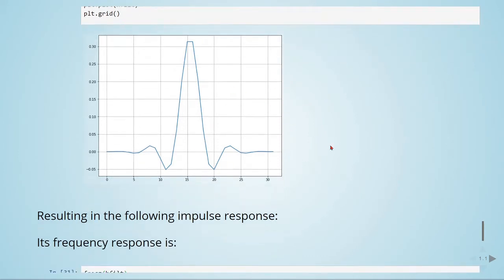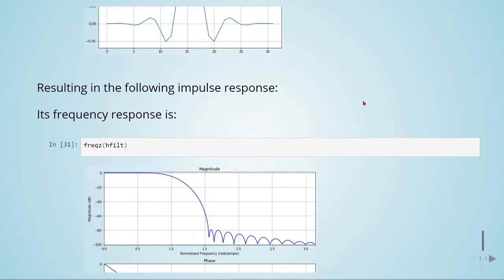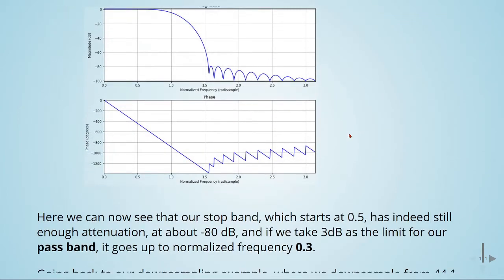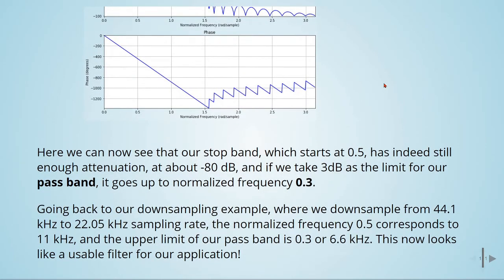So the frequency response of this filter is given here, and we see that our stop band, which starts at 0.5, has indeed still enough attenuation at about minus 80 dB, and if we take the 3 dB as the limit for our passband, it goes up to the normalized frequency of 0.3.